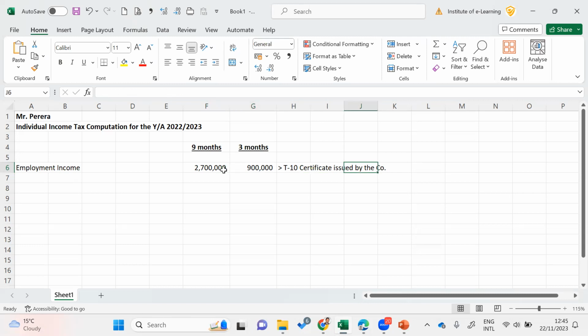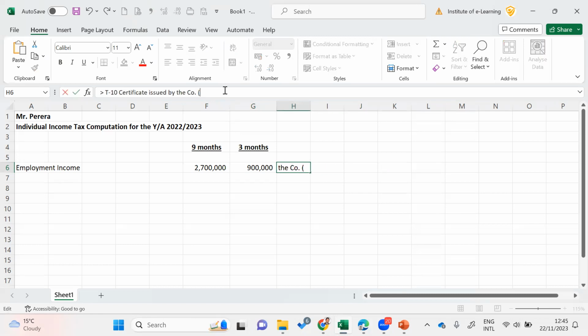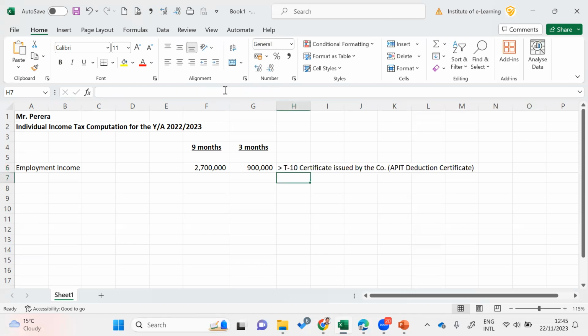Anyway, the employers have to deduct tax if any person is getting more than 100,000 per month. So there is the APIT deduction certificate, the advanced personal income tax deduction certificate. If you are getting a monthly salary, then the employer is required to deduct advanced personal income tax. Then in the first 9 months, you might pay from your own pocket. Then for the balance 3 months they have deducted, so the APIT certificate is there. You can confirm the salary details from that.